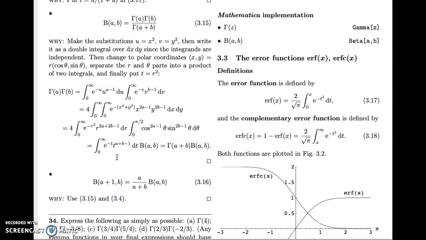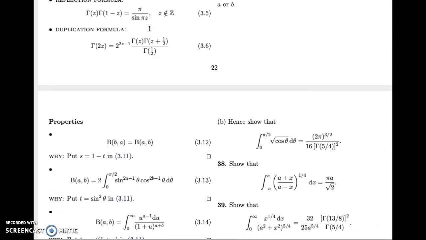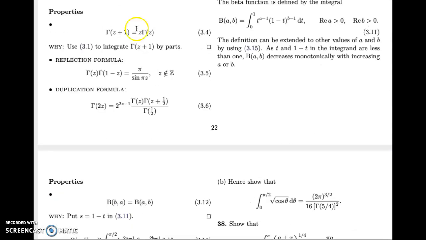Knowing how the beta function is related to the gamma function allows us then to come up with relations like this. We can relate beta of the argument plus 1 to beta of a b and so on, using this definition and the rule for gamma functions here.